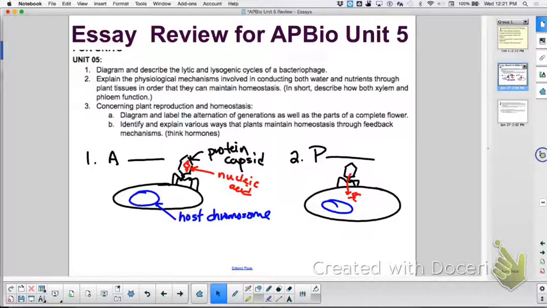And then if you were going to do the lysogenic cycle, you would need to know when it ditches out, or when it comes back in. So make sure you review that. Any other questions on number 1 and expectations?